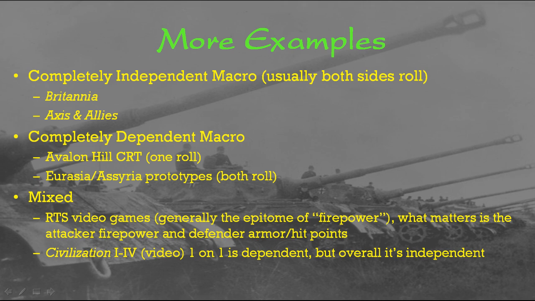Then you have the completely dependent macro combat like the Avalon Hill CRT and a couple of prototypes that I am working on. In this case, both sides roll 1 die for each army in the fight, and whoever has the higher result wins and kills one defending army, and ties go to the defender. Very simple, very quick. Not a wide standard deviation. It's pretty difficult for one army to defeat 2 armies, but it can happen occasionally.